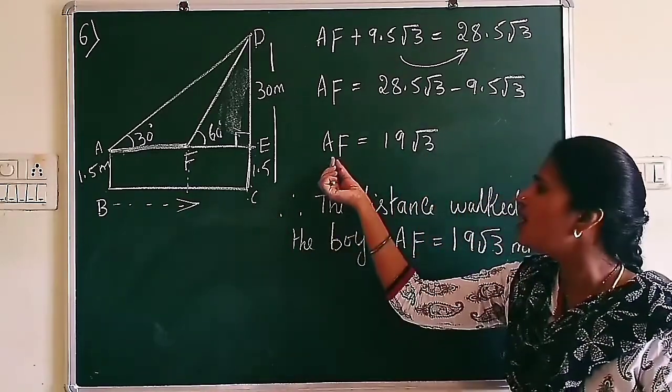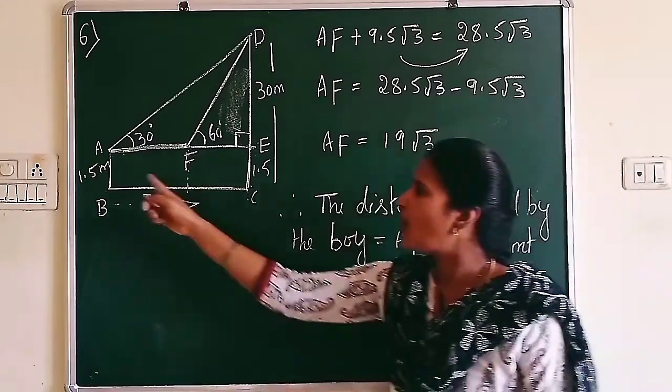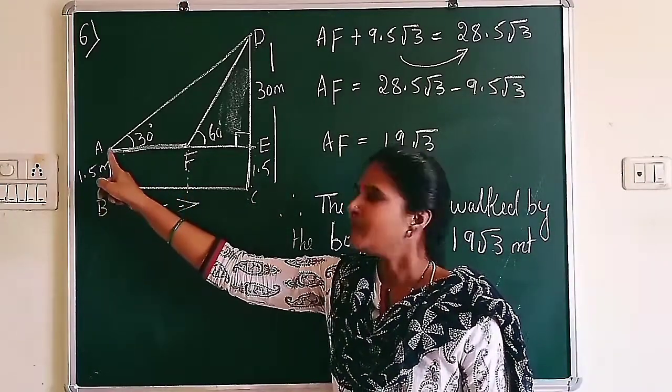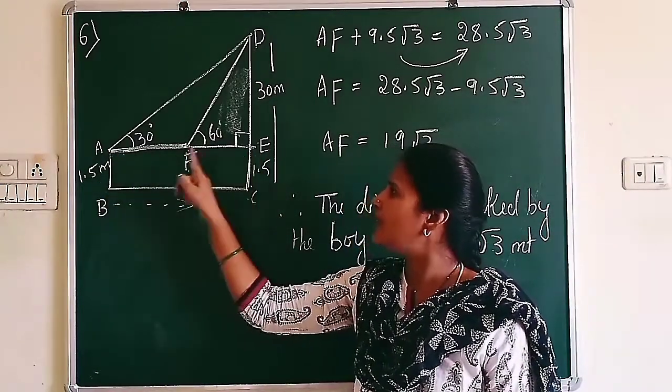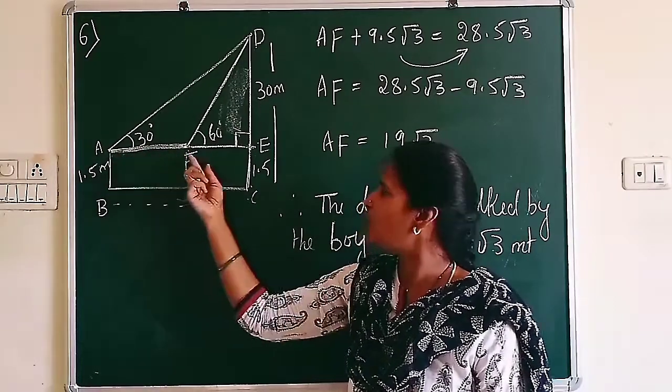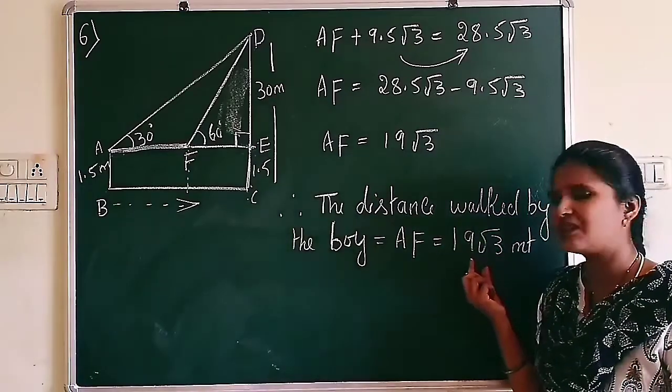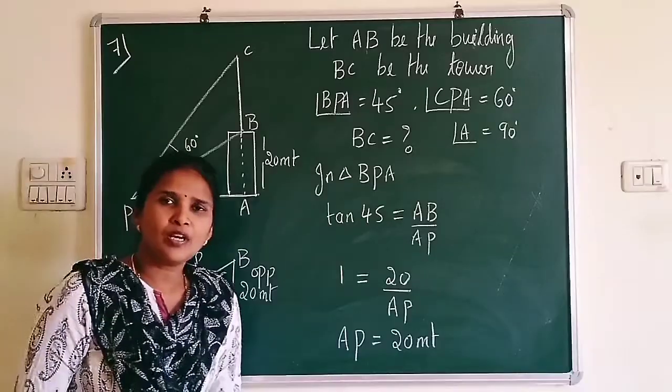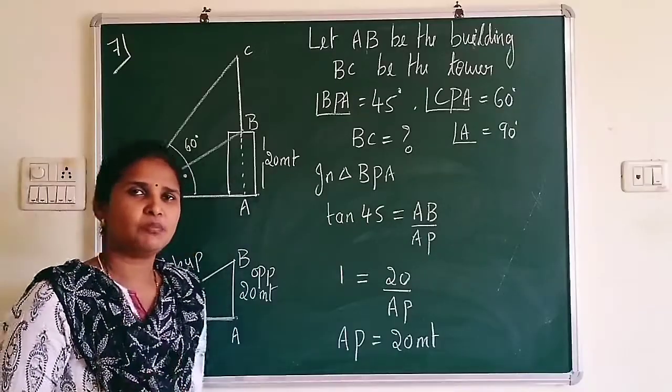So in this way I got AF. What is AF? A boy was here at a point A and he walked towards the building till F. So the distance covered by the boy from A to F is nothing but AF, that is 19 root 3 meter. Now let us move to the next question, question number 7.